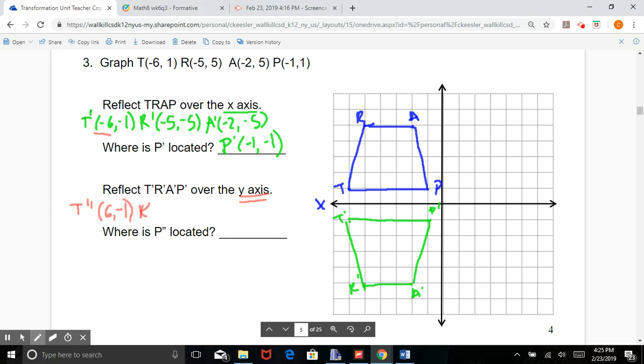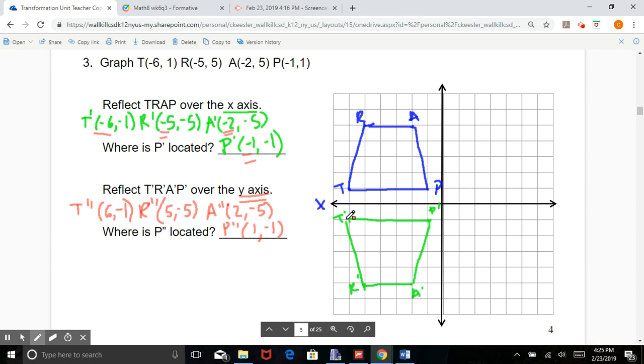Then r double prime is going to affect the x in r prime, so it's going to be 5, -5. Then a double prime is affecting the x in our a prime, so it's going to be 2, -5. And p, which it's asking for, p double prime, is going to be +1, -1. So now we can go ahead and do that transformation.